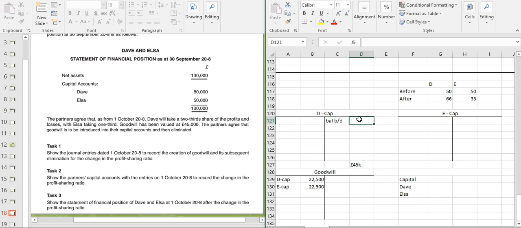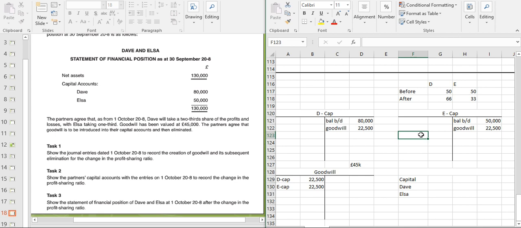Dave has 80. And Elsa has got 50. Okay, so opening balances are in there. These are my debits. Let us put the credit entries in there. 500. Goodwill. They're both the same. I'm just going to copy them over and put them into the other account.